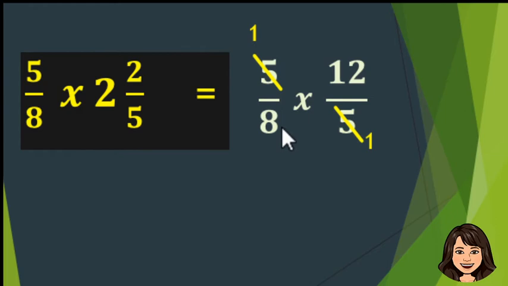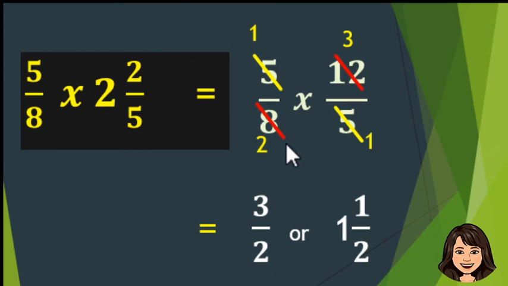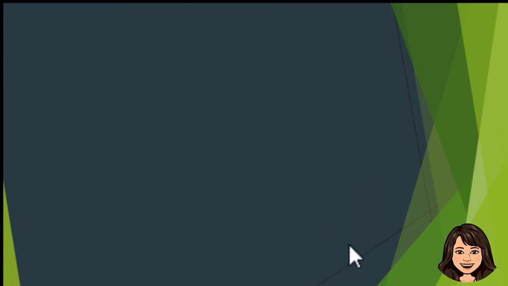12 and 4 shares GCF of 4. So 12 divided by 4 equals 3. 8 divided by 4 equals 2. Multiply equals 3. Multiply equals 2. Change to mix. We have 1 and 1/2.